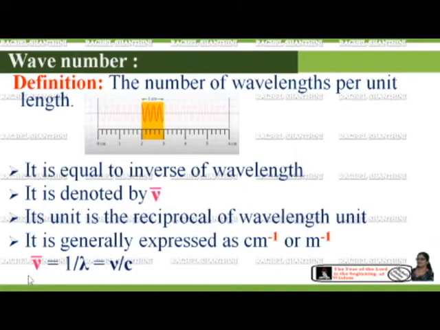It can be given by the following expression: nu bar is equal to 1 by lambda, or we can write this expression as nu bar is equal to nu by c. Since we know that lambda is equal to c by nu, we can write the reciprocal of lambda as nu by c for wave number.